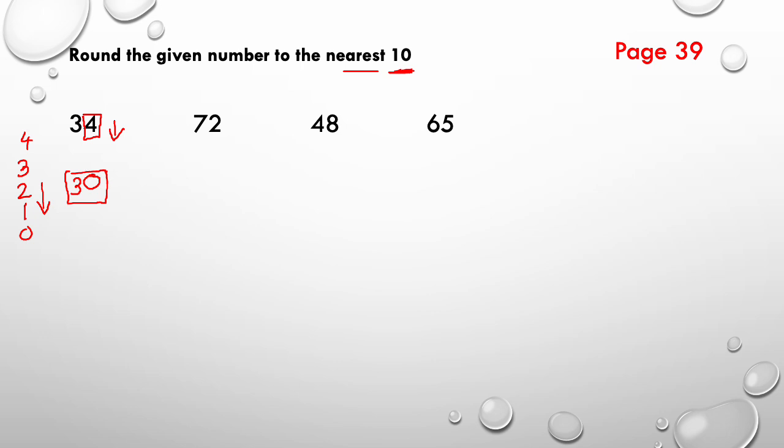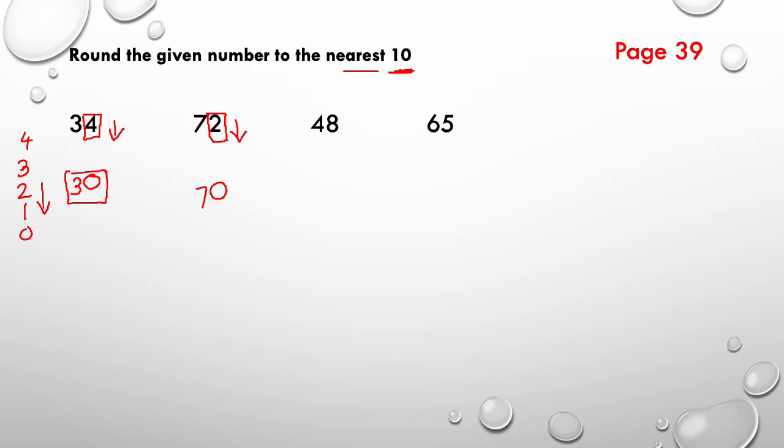Now look at the next question, 72. We look at the last digit. The last digit is 2. So 2 comes in this 4, 3, 2, 1. So 2 is here, so it is rounding down. Rounding down means we put the last digit 0 and there is no change for 7. It's 70. So 72 will be rounded down to 70.